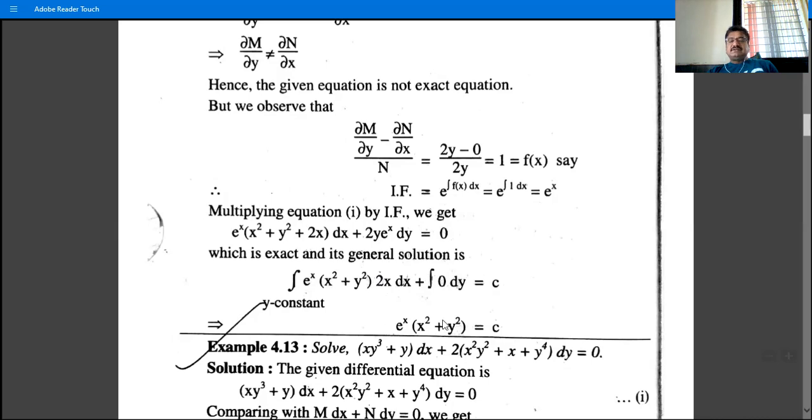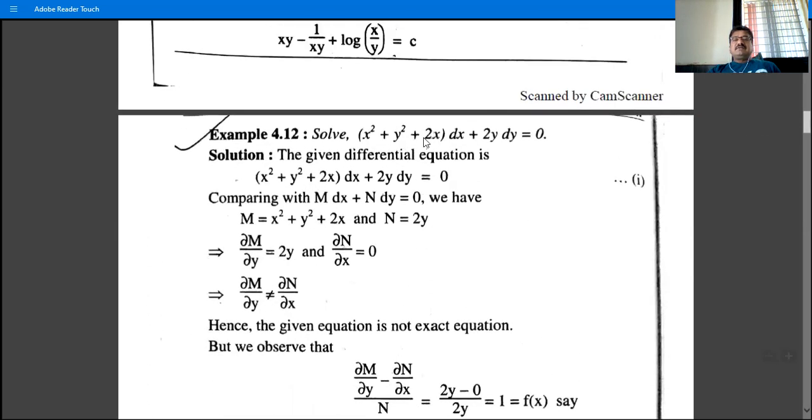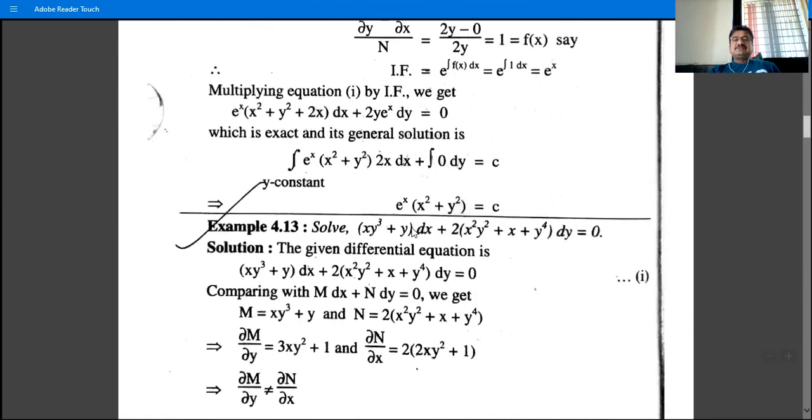We have this answer. I will share the simplification of the middle steps through your WhatsApp group. So how can we find its integration? By using the by parts rule. Applying the by parts rule twice, we have this answer, and this is the general solution of this differential equation. So this is the example on the third rule.